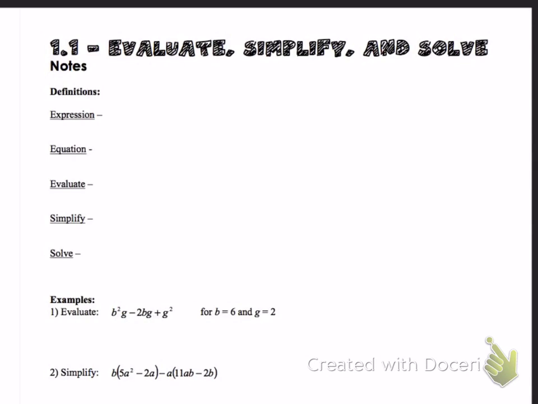So if I'm talking about an expression, all that it is, is numbers and variables, but the most important thing is that it does not have an equal sign. So there are no sides, there's no equal sign. An example of that could be 4x plus 7. But there's no equal sign, there's no left or right, it's just an expression.